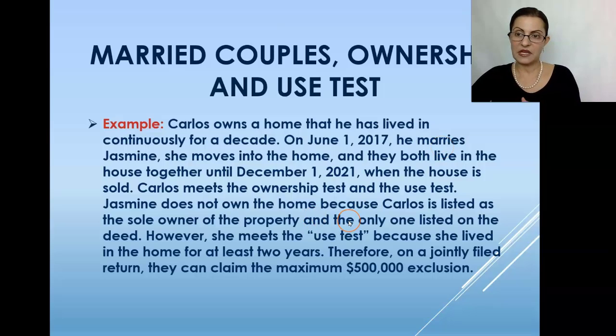But she doesn't meet the ownership tests because only Carlos owns the home. But since they're married, they're allowed to exclude up to $500,000 if they agree to file jointly. So that's a benefit, right?